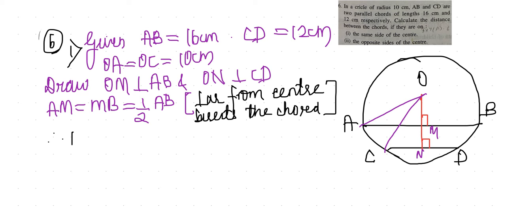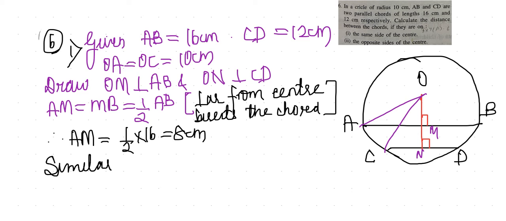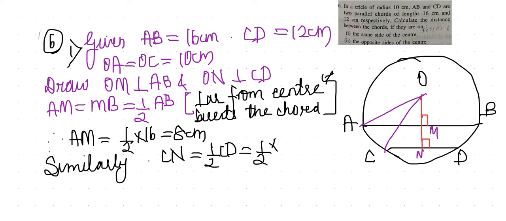So therefore what will be the length of AM, children? AM will be equal to half of AB. So this is half into 16, which is equal to 8 centimeter. Okay, and then what you can be writing here similarly. So this is what I have been telling you, children, that if the reasons are very similar, then you can be using this word similarly. Why? Because, children, you don't have to write the same reason again and again. Okay, so you will be writing CN is equal to half CD. So how much is CD, children? CD has been given as 12. So you will be writing half into 12, which is equal to 6 centimeter.